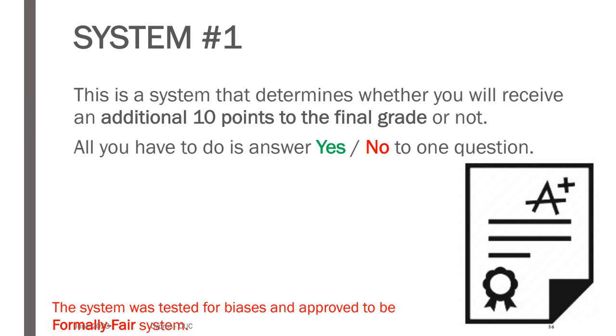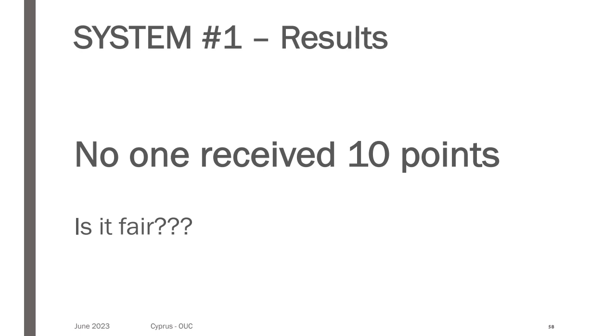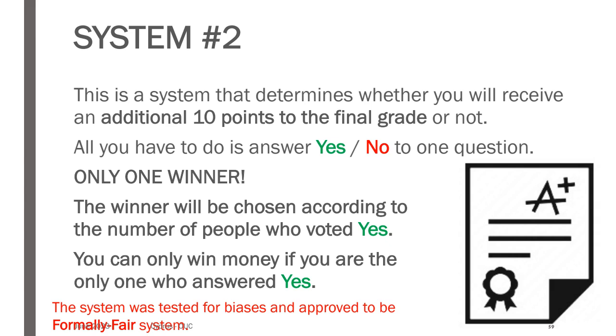And to illustrate, we did a very, very simple experiment. Since we're in an academic environment, we asked students, would you like to get extra points, 10 points to your final grade? All you have to do is answer yes or no. They selected, and no one got anything added to their final grade. And the question is, is it fair? The second system is actually the same, but there was an explanation. All you have to do is press yes or no as before, but there will be only one winner. If only one presses yes, this one wins. And again, you can press yes or no.